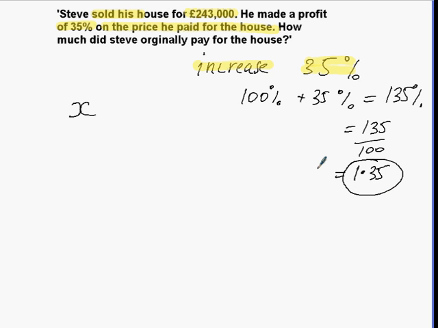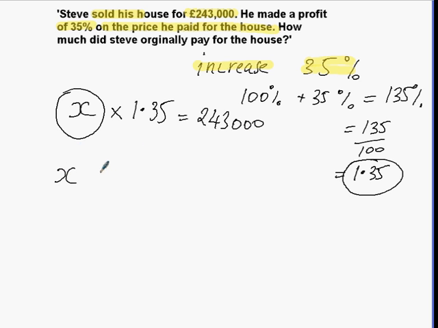So, coming back to what I was saying earlier, we don't know what the original price is, okay? But we do know that the multiplier is 1.35, and that's going to give me the new price now, which is £243,000. And as you can see here, I made a small little equation. X, which is the original price, times 1.35, which is the multiplier, is equal to £243,000, which is the new price. And now it's just a matter of trying to figure out what X is.